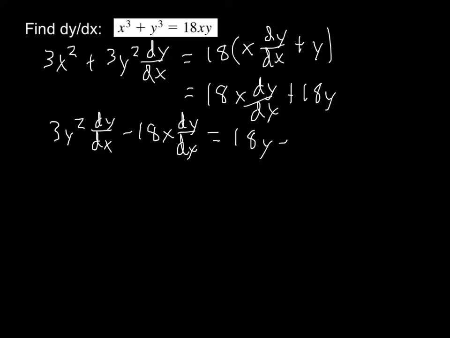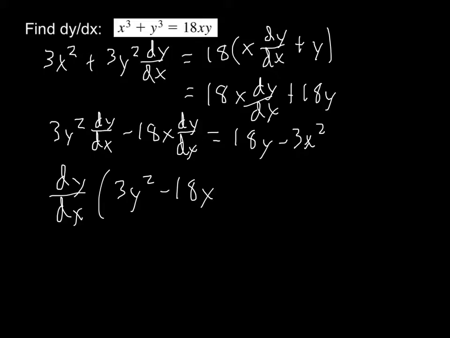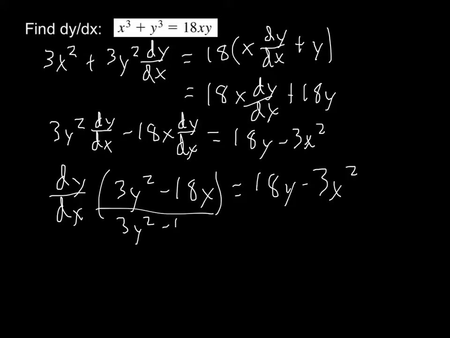18y minus 3x squared. So hopefully you can follow that algebra. If not, hit pause and see if you can figure out how I did that. Now I need to factor out the dy dx from both of these terms, so I write it as dy over dx times 3y squared minus 18x equals 18y minus 3x squared. Okay, so now to solve for dy dx, I just divide both sides by this 3y squared minus 18x.